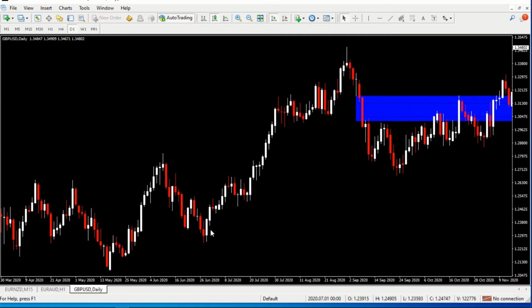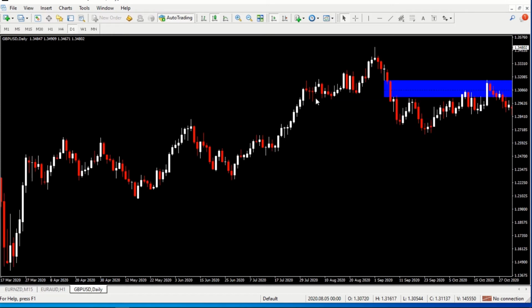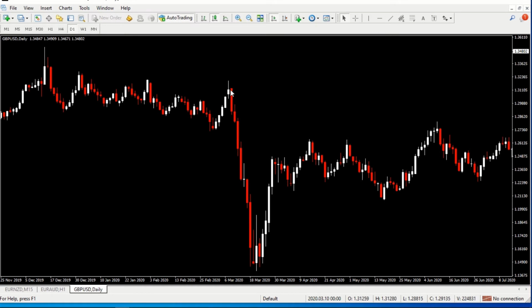So FVGs that are located at the demand zones of the uptrend serve as support for price to go up, and FVGs that are located at the premium level serve as resistance for price to be bearish. That's what it means, my people. Let's look at the last example of FVG, then we move on.